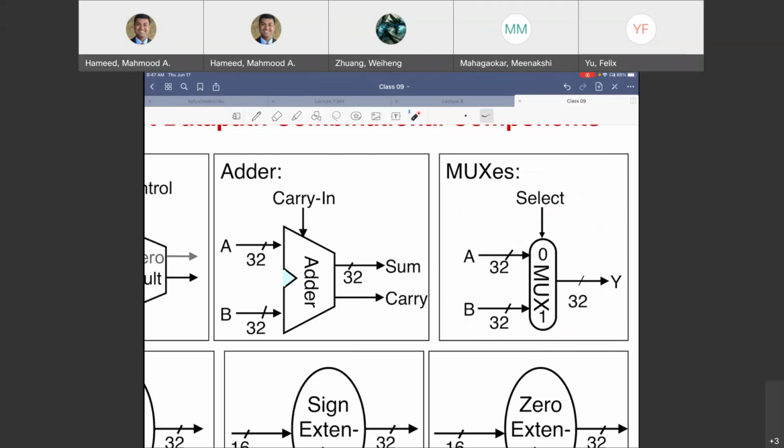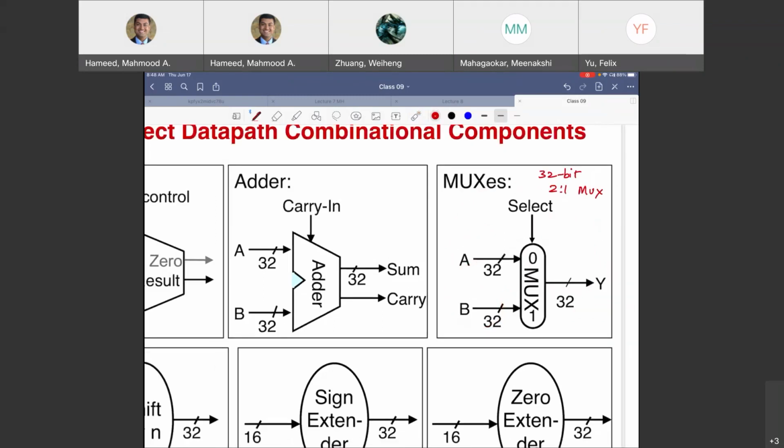What are you going to call this mux? If we had to name this, we would name this what? 2:1 mux, right? 2:1 mux, but it's a 32-bit one. So we are going to call this a 32-bit 2:1 mux. We are going to see a lot bigger muxes in today's lecture.